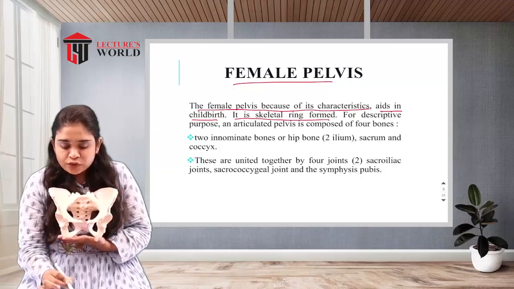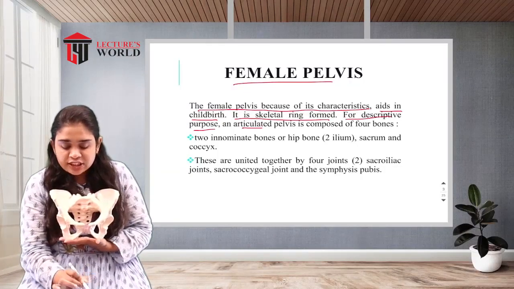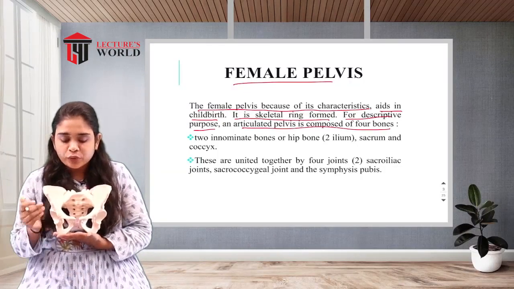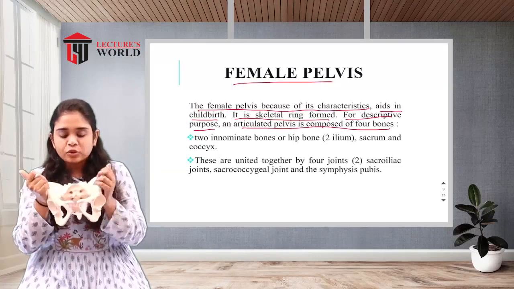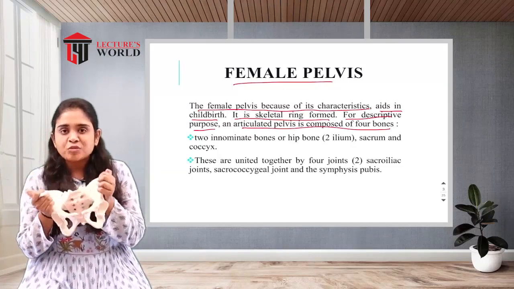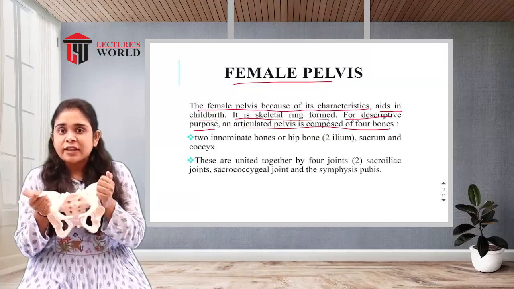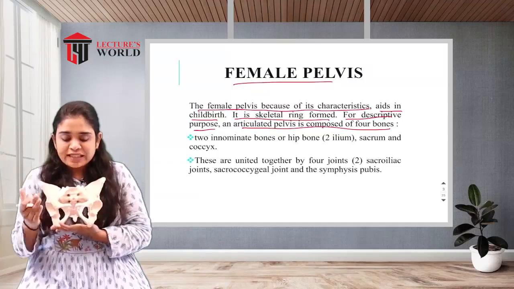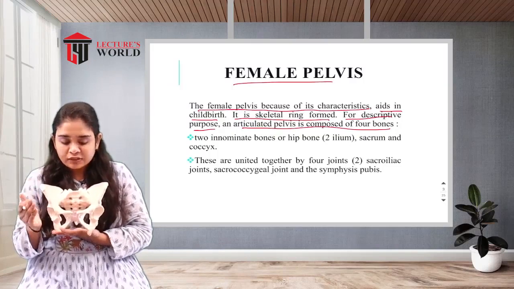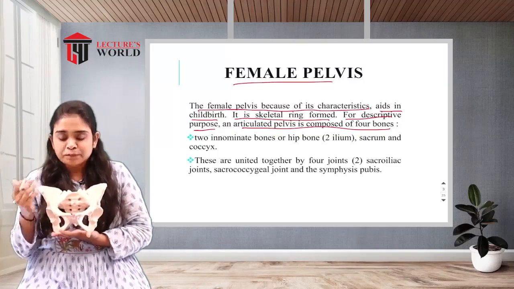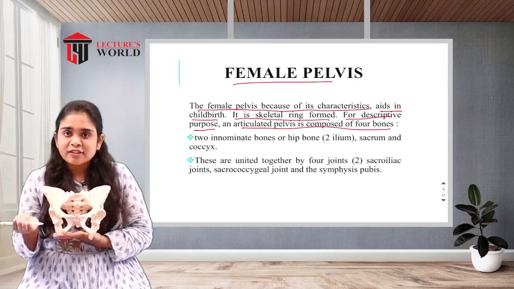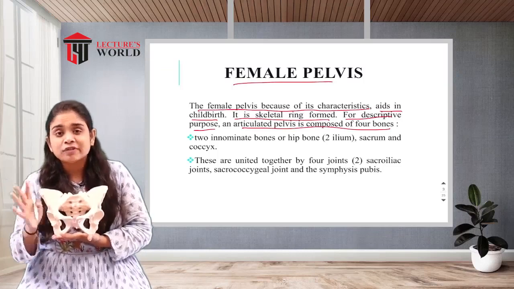Okay. So for descriptive purposes, the articulated pelvis is composed of four bones. I'm going to explain each one, whatever parts you can see in this. So mainly the articulated pelvis is composed of, made up of, four bones.